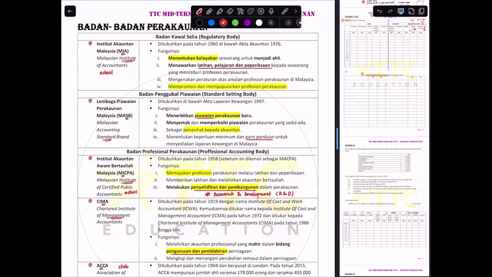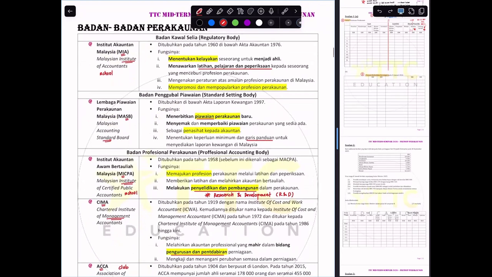Okay, then MIA, use the I. I stands for institute, school. What will a school do? A school will do exercise, teaching, and exams. Quite easy to understand, right? Quite easy to remember, right?